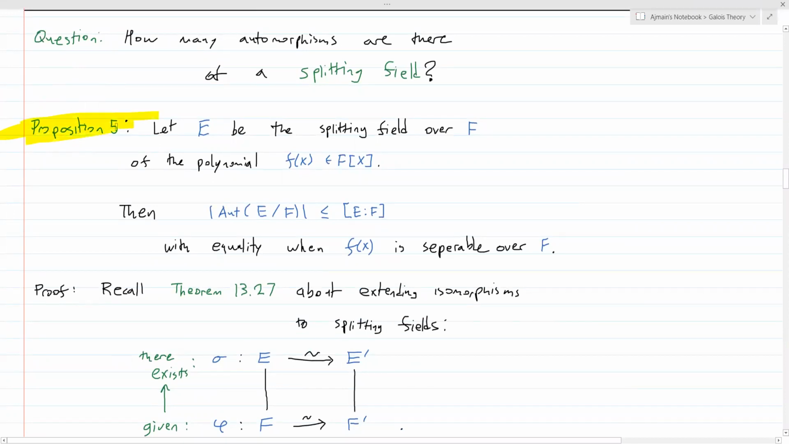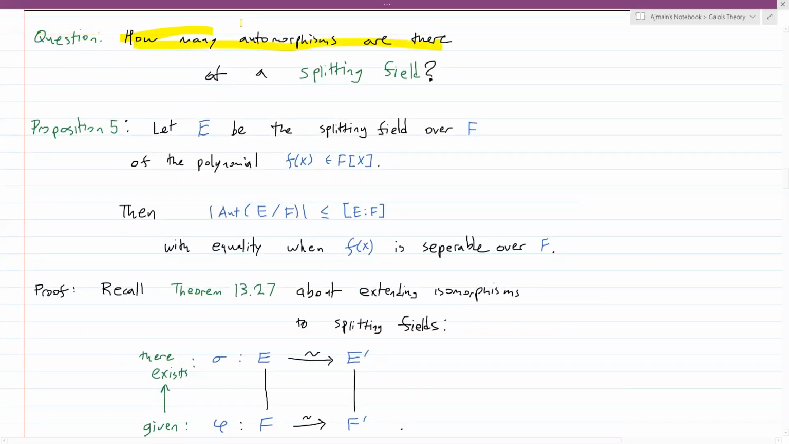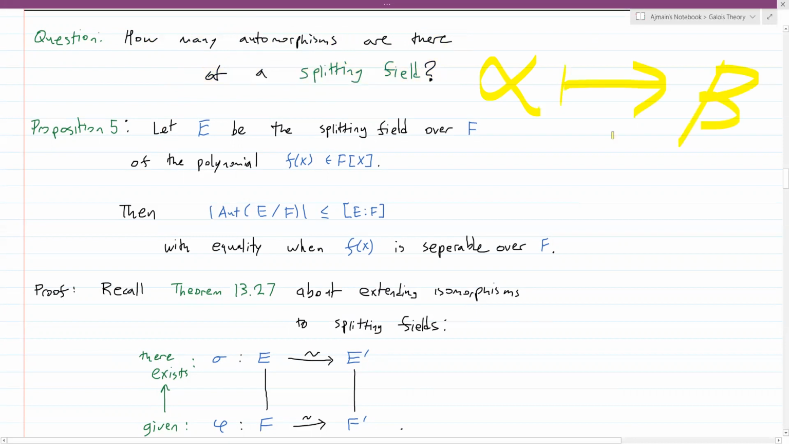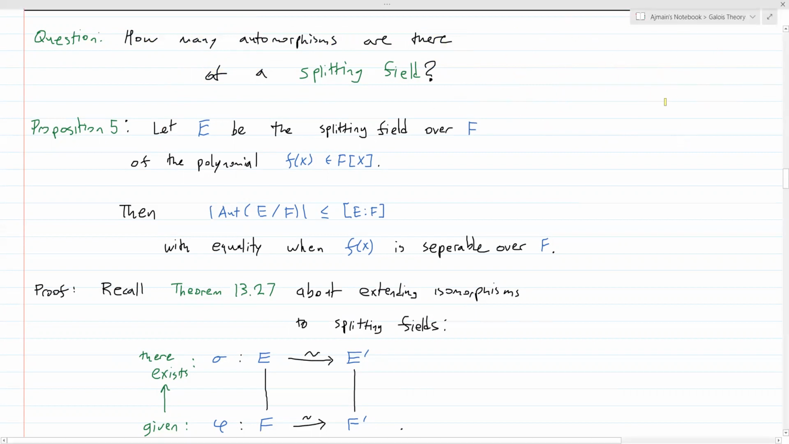We were trying to prove proposition 5. But let me recap and say what this is about. Right. So we have this question. How many automorphisms are there of a splitting field? And again, we're interested in this question because a splitting field should have the maximum number of automorphisms possible, because whenever you have an automorphism, it has to take an algebraic element alpha to beta, and both of these have to be roots of the same minimal polynomial.